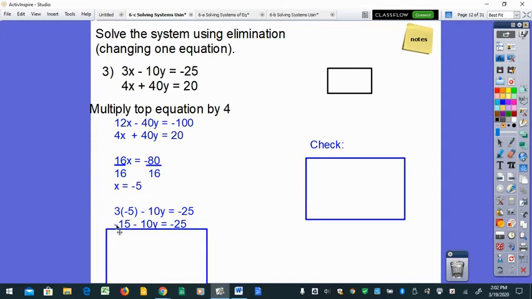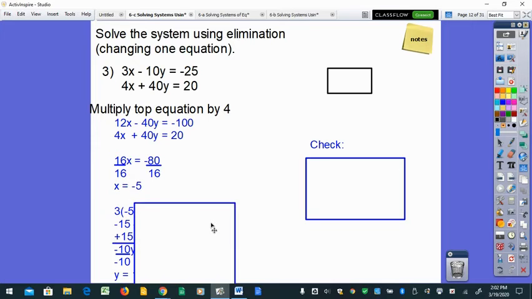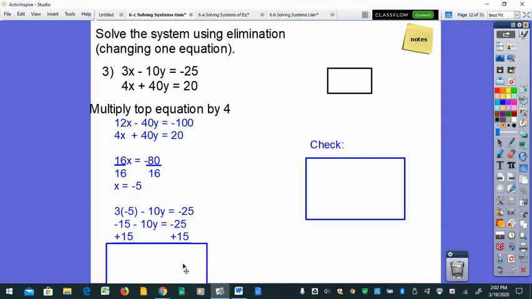And you're going to see, to make a 0 pair, I need to add 15 to make the 0 pair. So I'm going to add 15 to both sides, and I get 0 minus 10y equals, and -25 plus 15 is -10. Make sure you didn't lose that negative that I'm pointing to right there. I'm going to divide both sides by -10, and my y coordinate is 1.